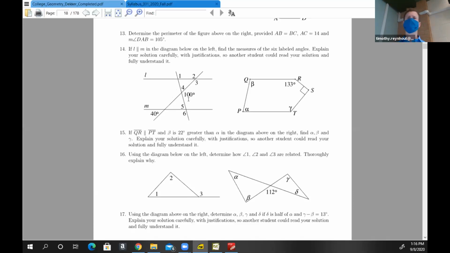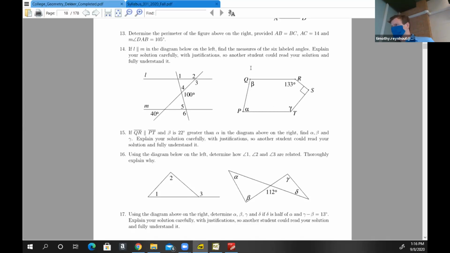You have to use that at some point. Depending on how you solve it, there are many ways to go there, and when exactly you're going to use it varies. And then for number 15, we wanted to find alpha, beta, and gamma. We're given that beta is 22 degrees larger than alpha.